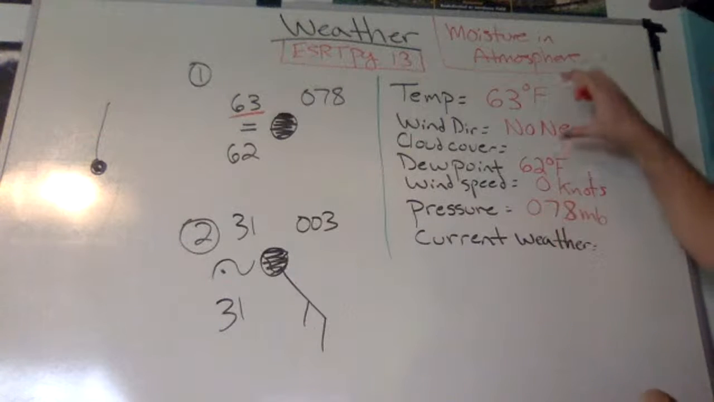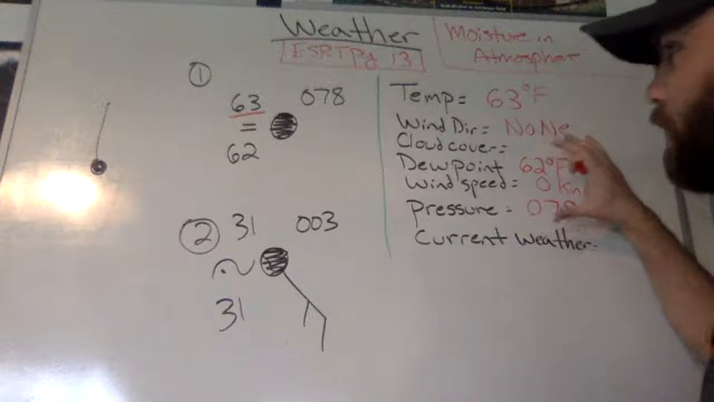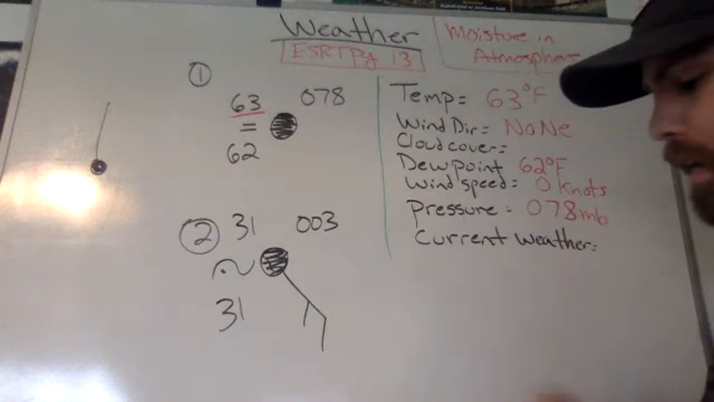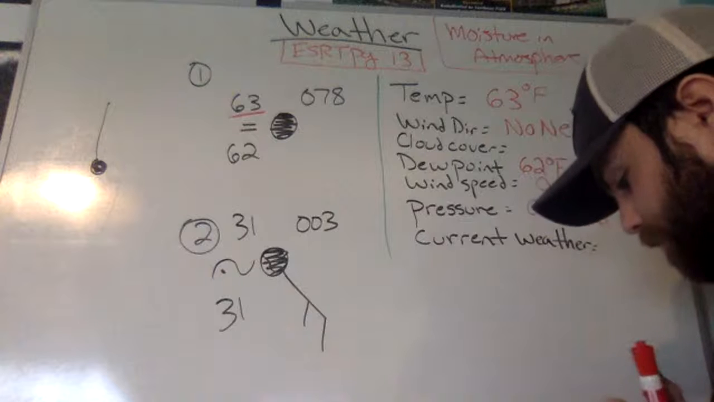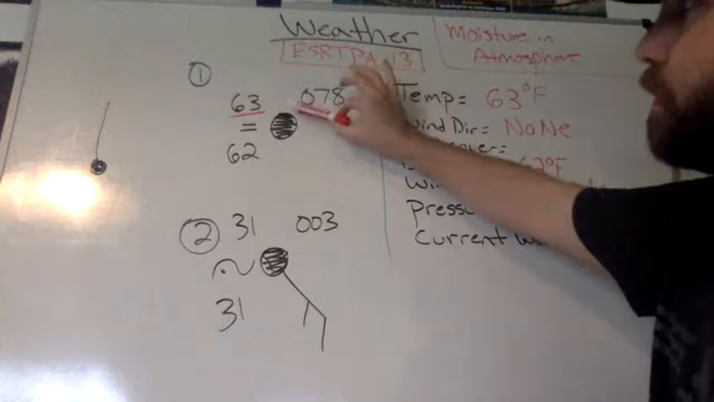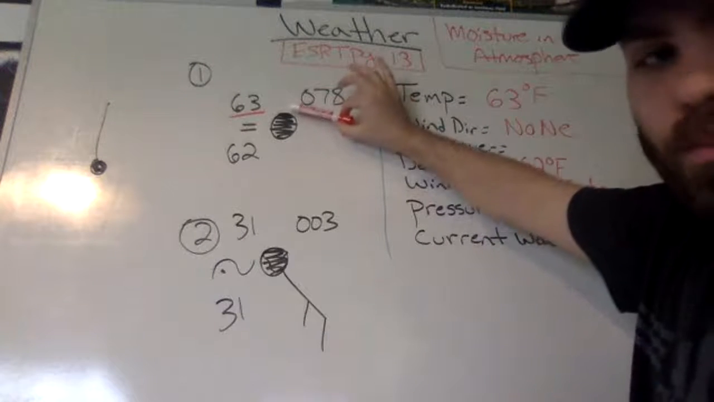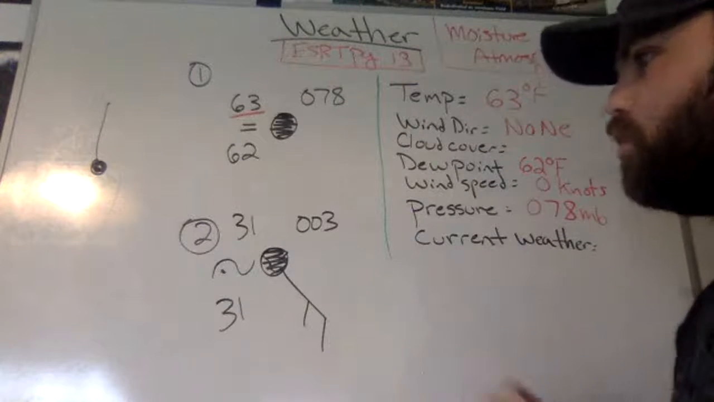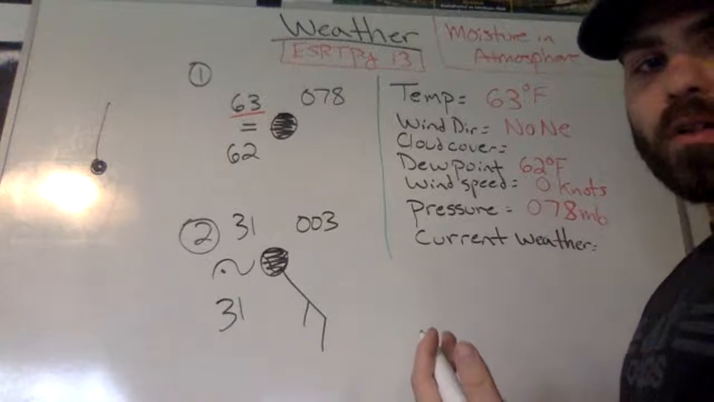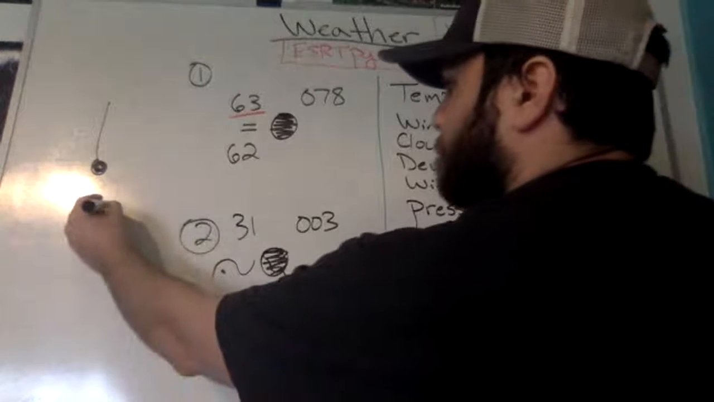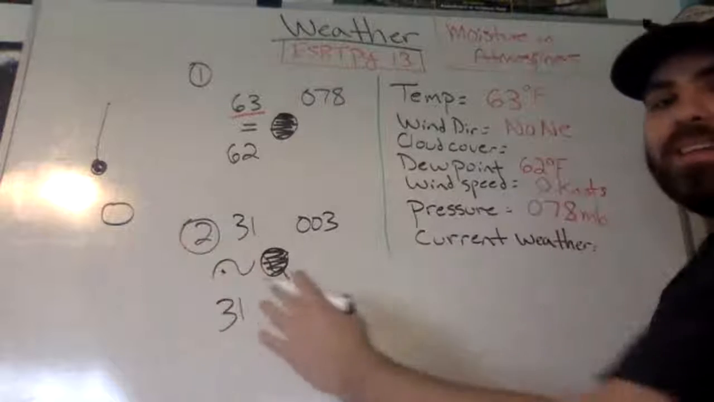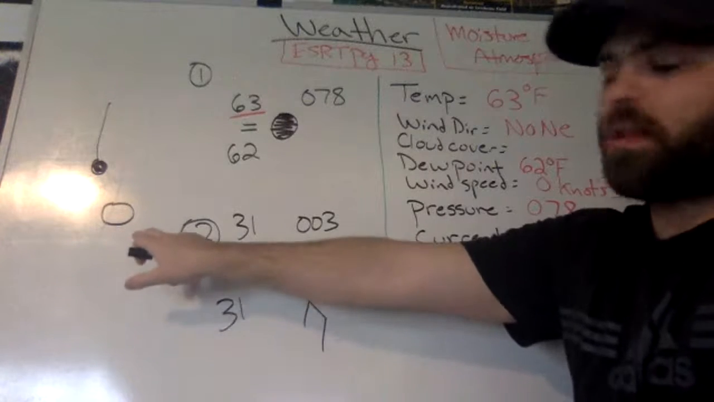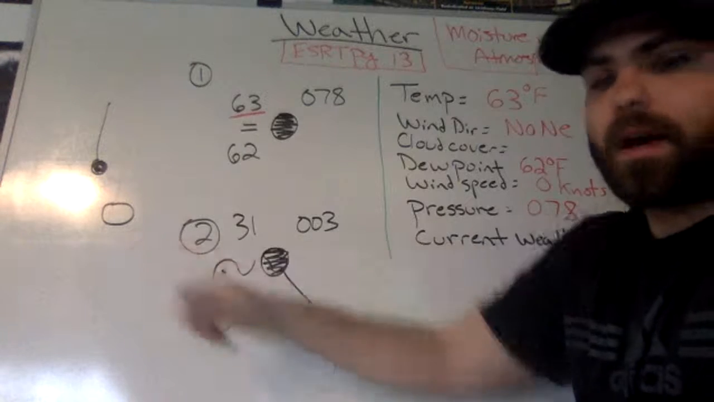Now we've got 2 more left: cloud cover and current weather. So let's do cloud cover. Cloud cover is actually in this circle. How they do this is, if you see a weather station, and I've always been coloring it in, but if it's like this and there is nothing inside of it, that means you have 0 cloud coverage. There's no clouds in the sky.